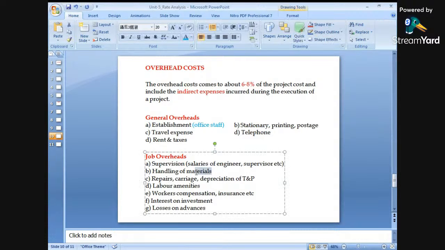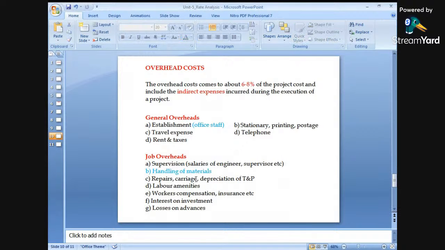Handling of materials, various materials to be handled, repair and carriage or depreciation of tools and plants. That means we have to transport the tools and plants, heavy equipment or heavy machineries, from one place to another place. Again, an extra amount will be required. So repair, carriage, and depreciation of the tools and plants.